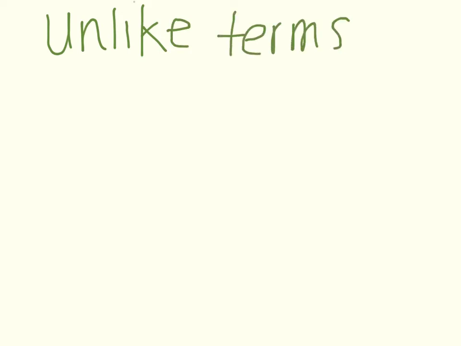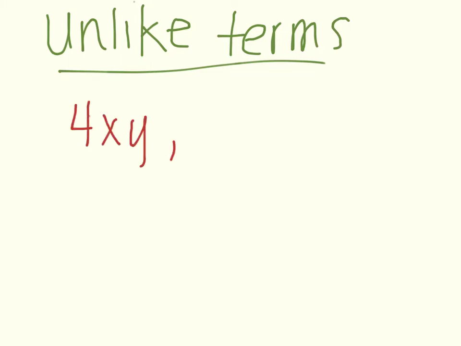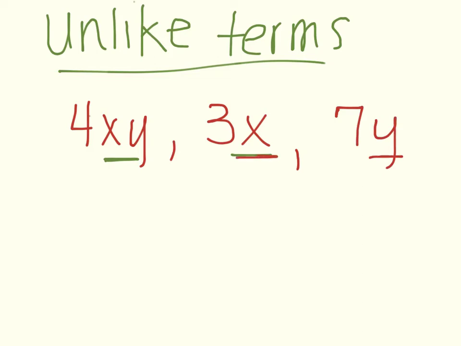Now here would be some examples of terms that are not like. So these would be unlike terms. For example, let's do 4xy and 3x. Those are not like terms because this is an xy, this is an x. So you can't put those together. Another one would be 7y. Again, they're all different. That's a y, that's an x, that's an xy.